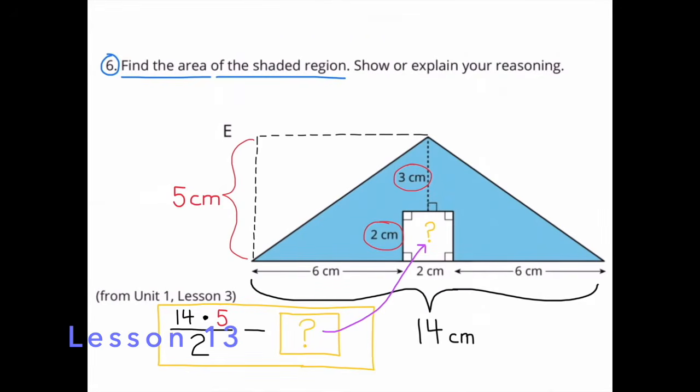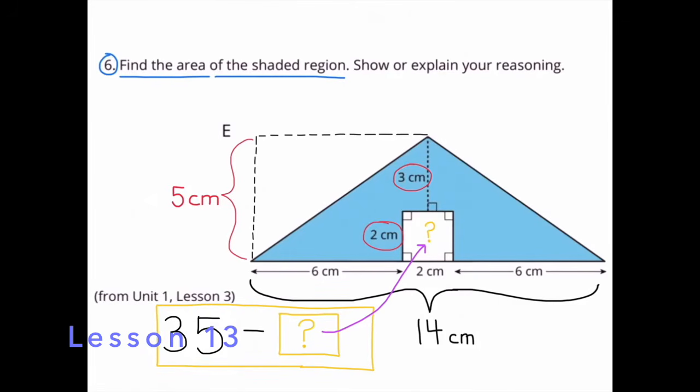Since the shaded region has the shape of a triangle with a square taken out of it, I decided to use the formula for finding the area of a triangle, half of base times height, or base times height divided by 2. So 14 times 5 is 70, and 70 divided by 2, or half of 70, is 35.